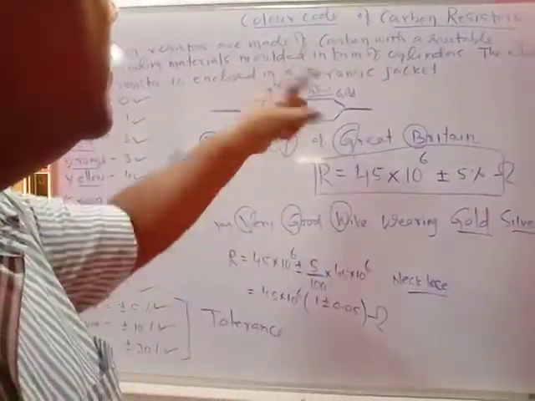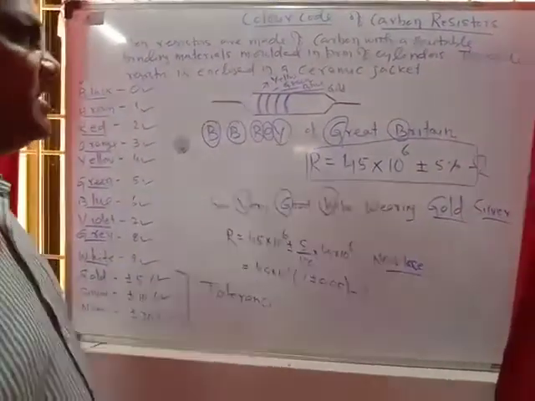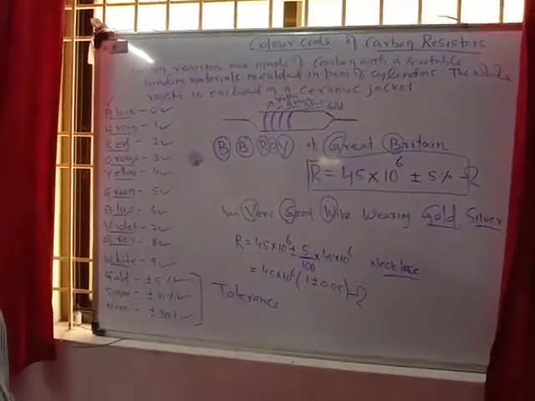This is all about the color code and how to remember the value of the carbon resistor by following these principles.